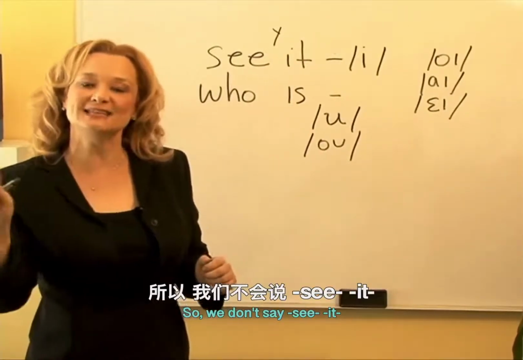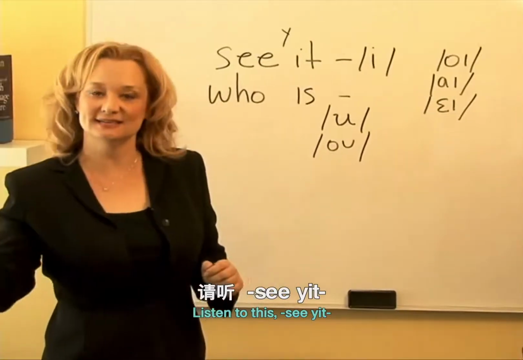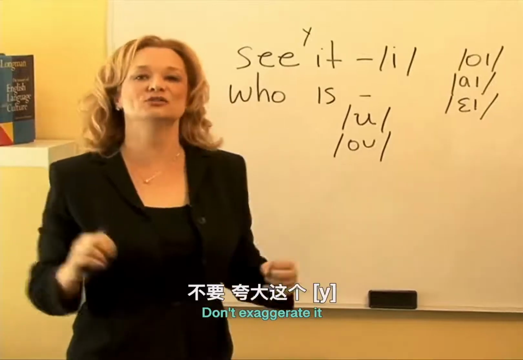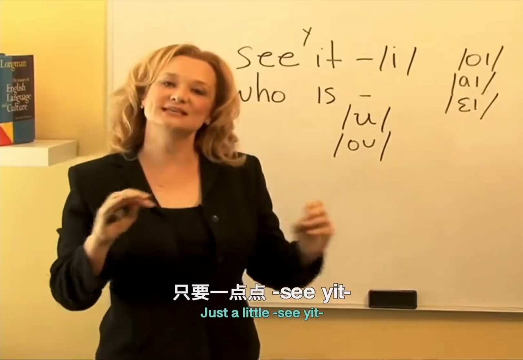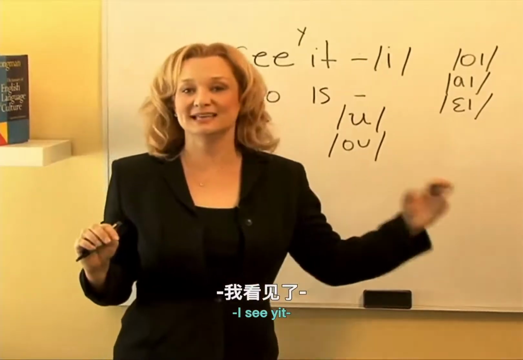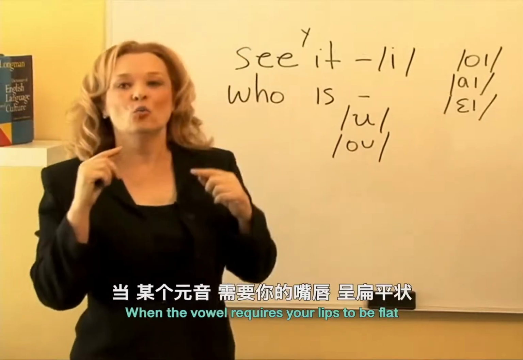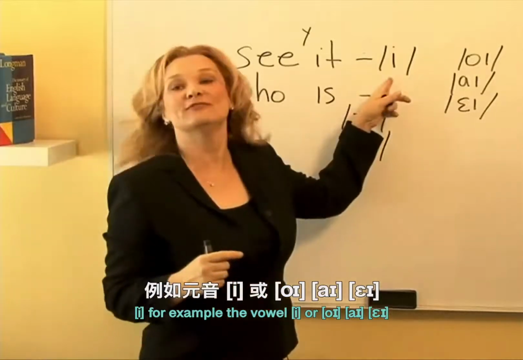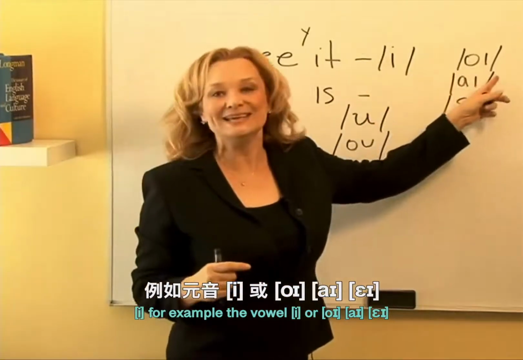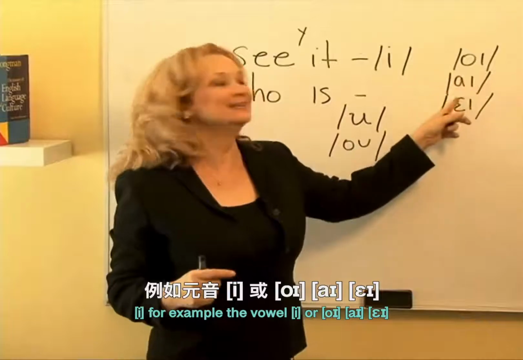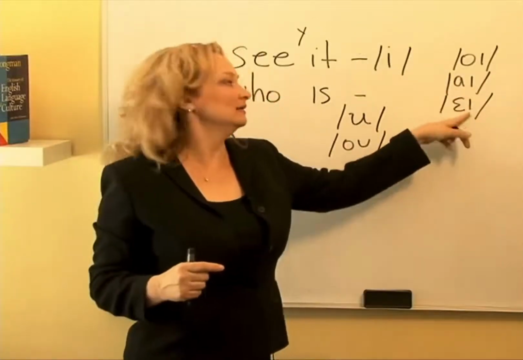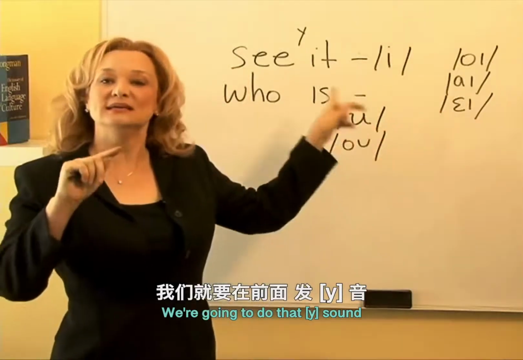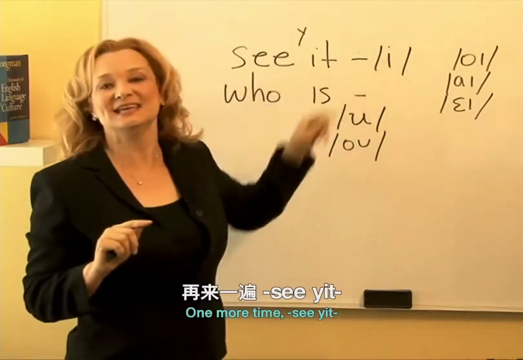So we don't say see it. Listen to this, see it, Y, see it. Don't make that Y too strong. Don't exaggerate it. Don't say see it, just a little see it. I see it. Here's the rule. When the vowel requires your lips to be flat, for example the vowel E or the diphthongs OI, A, I, they all end with that E sound, we're going to do that Y sound. One more time, see it.